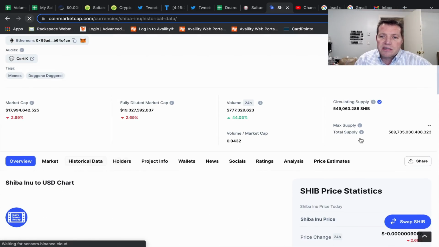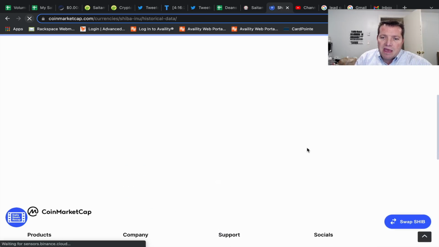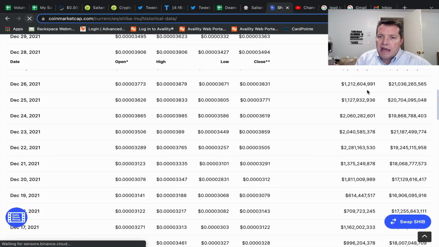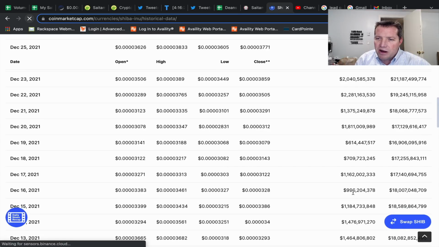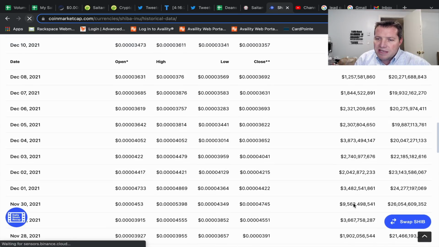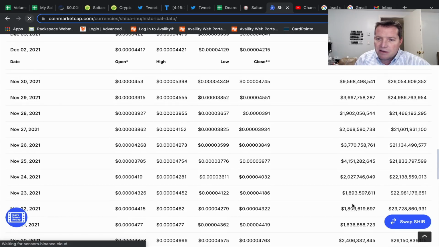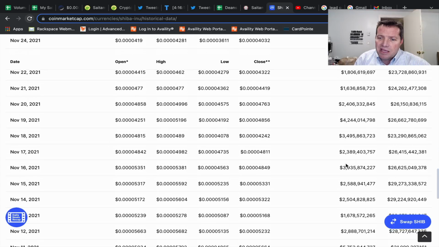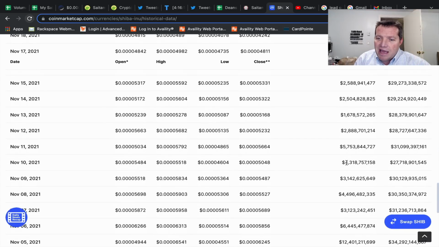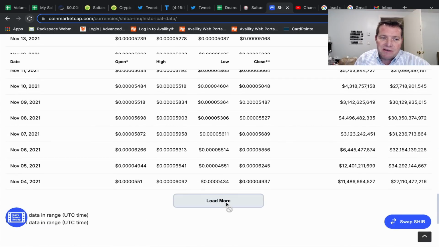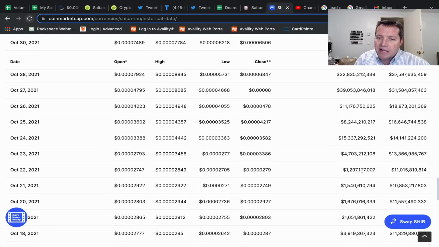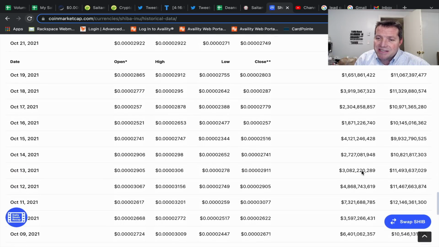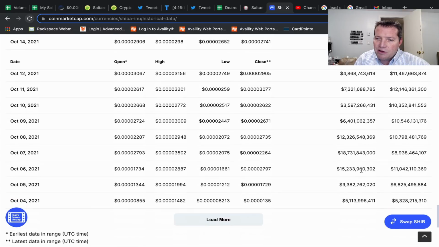So let's go to their historical data, and then we'll just start scrolling down. Okay, here's their volume and here's their market cap. So you can see days here in the not too distant past. We're here back in November. Okay, 9 billion on 26 billion in market cap. You go back a little further and there are places where their market cap was actually less than their daily volume.